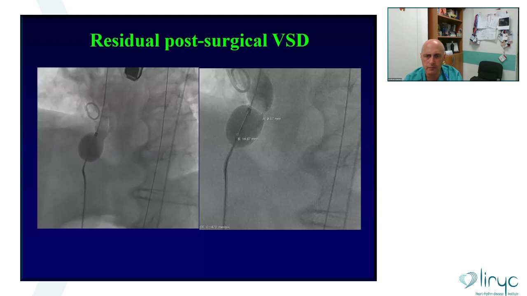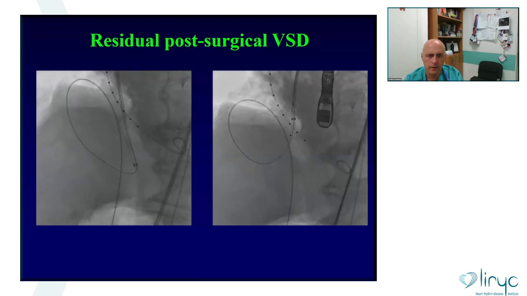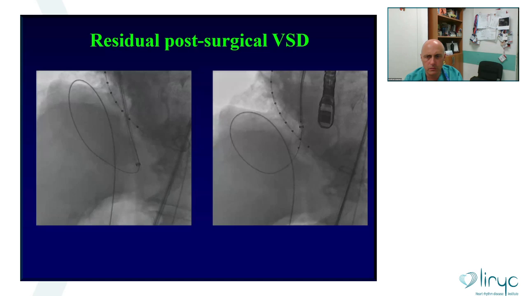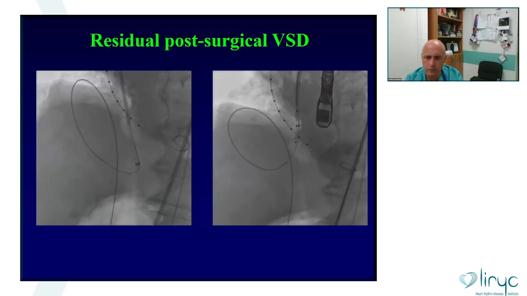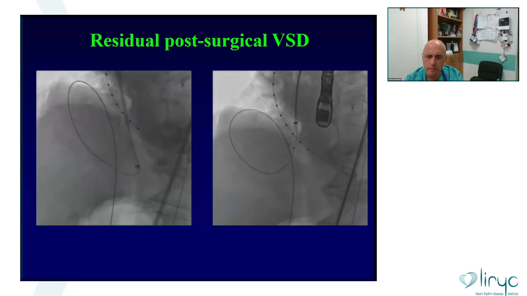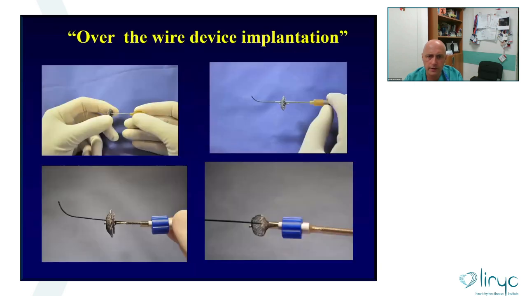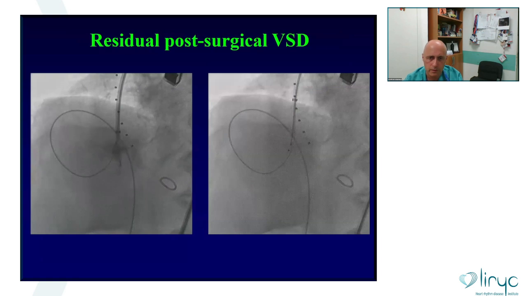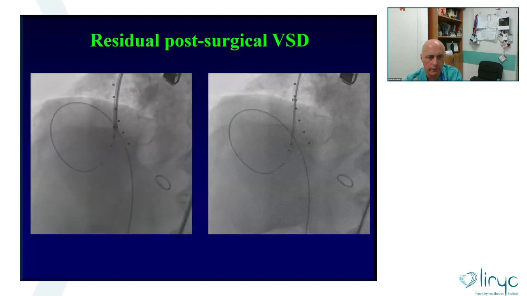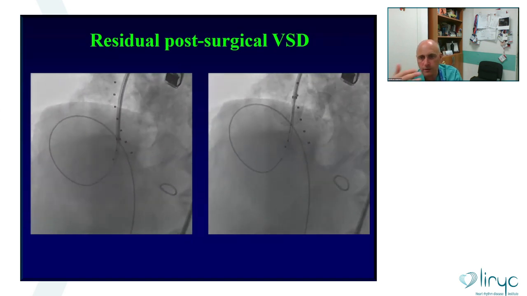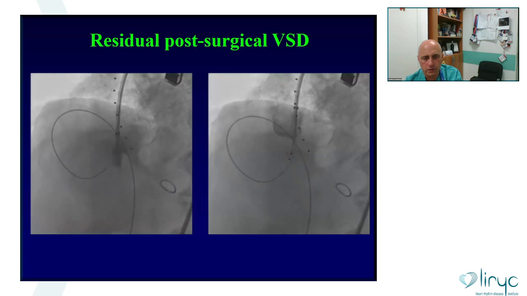In this case, it's a 10 millimeter defect, and again, by using a retrograde approach, we performed the closure using an over-the-wire technique. That means that the device is passed, sorry, come back to the previous slide. The guide wire passes through the mesh of the device and the central waist, so it is kind of an over-the-wire device implant, and this allows us eventually to regain the right ventricle if we are not in the right spot.